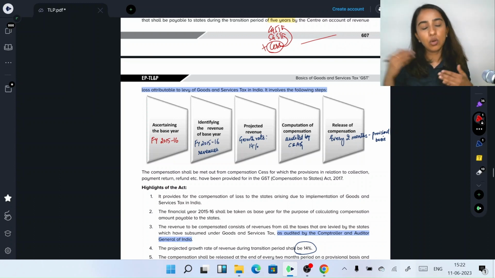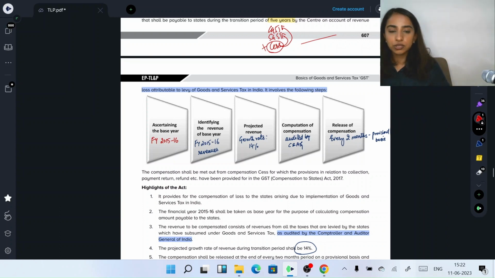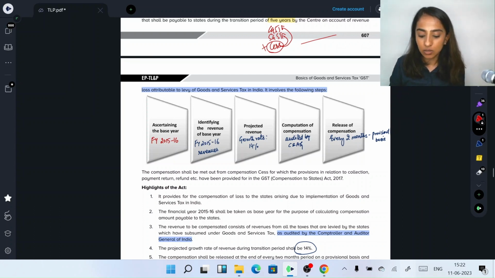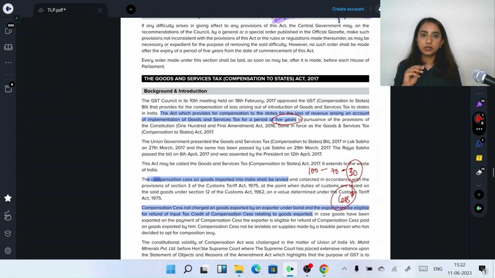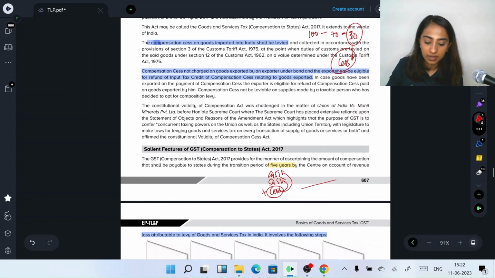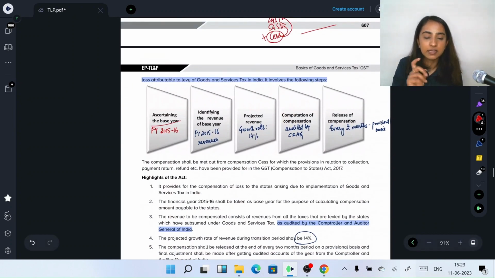Okay, so this is the whole story that I'm trying to tell you. It's a long, lengthy portion if you read it line by line, but understanding the whole framework helps you put yourself in a better state. Again, first the center started paying compensation. How did they calculate? First, they said the base year is financial year 15-16, that is April 1, 2015 to March 31st, 2016.